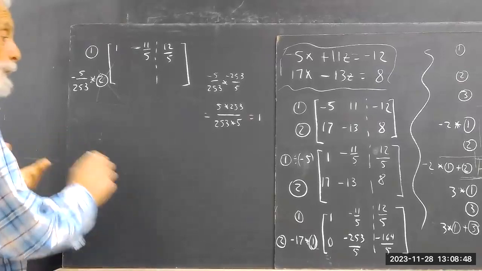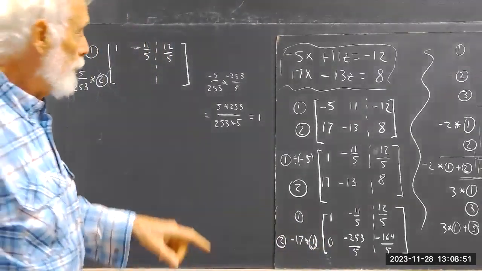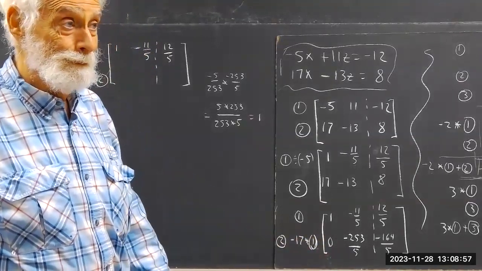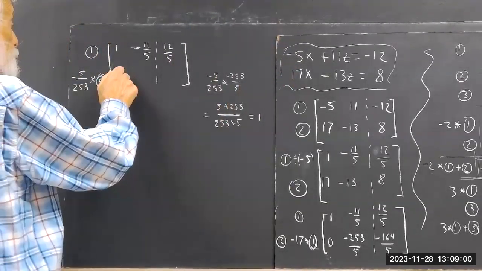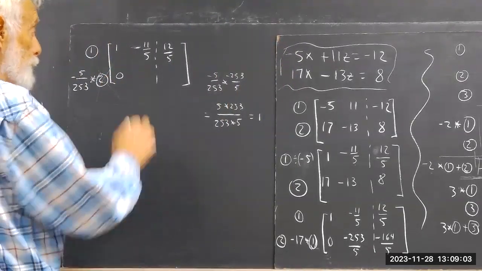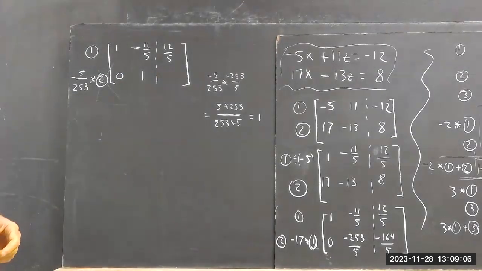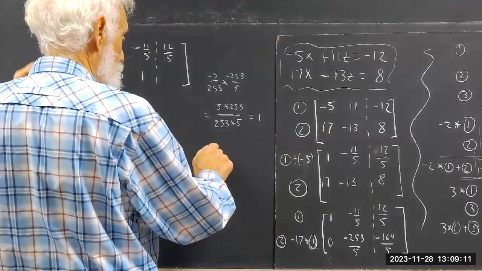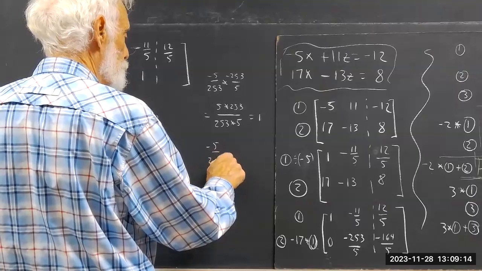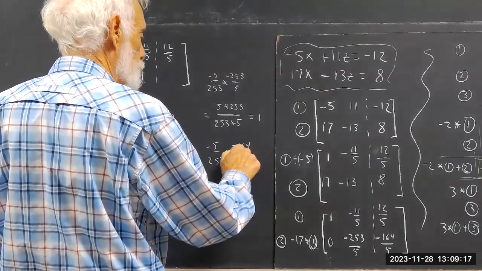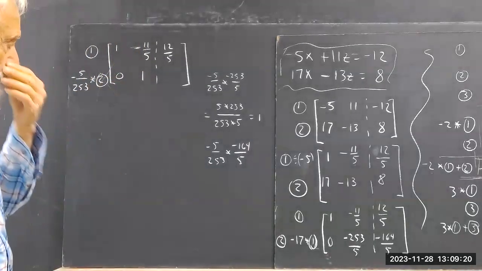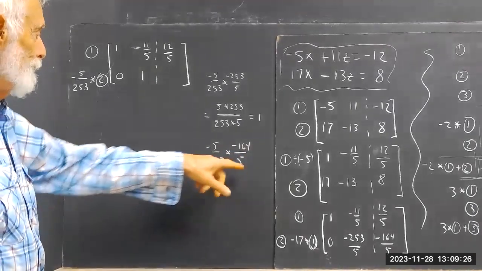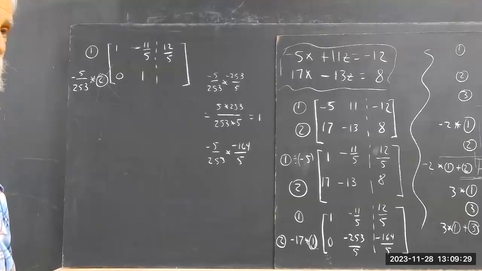So the point is, well, first of all, what's negative 5 over 253 times 0? Show me with your fingers. Any number times 0 is 0. You're going to get 0 here. And then here you're going to get 1. Now what you get over here is a little bit ugly. It's negative 5 over 253 times negative 164 over 5. Well, you multiply by 5, it's not that hard to multiply by 5. That's going to be negative 820, and that's going to be what, 1265.